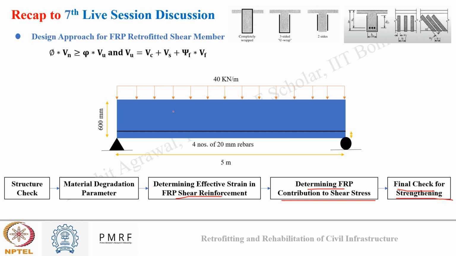So last time we saw a numerical in which we initially provided two-sided strips, but on the final check we observed that those strips were not sufficient, so we changed from two-side to U strip, and when we checked again, the U strip was sufficient. So this is how we proceed for the design of a shear member using FRP retrofitting.